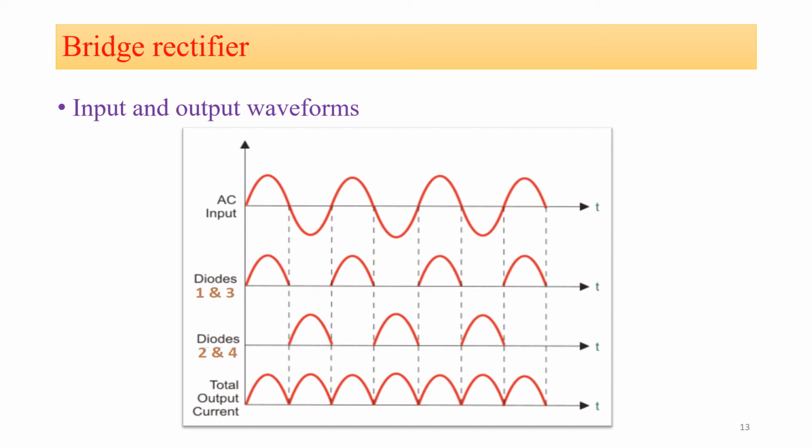Again, this is the advantageous thing of our bridge rectifier over the half wave rectifier, meaning you are getting output for both cycles of the AC input signal, that is for positive half cycle also and for negative half cycle also.